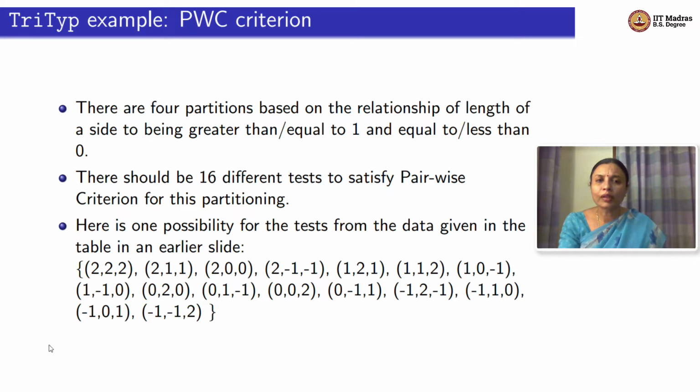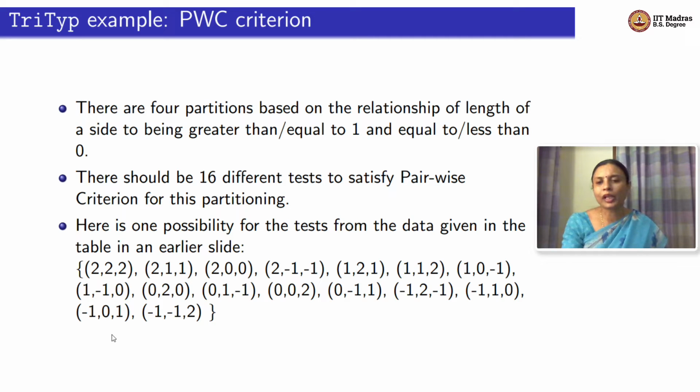So as we told you, there are 4 partitions for each of the sides: greater than 0, equal to 0, less than 0, equal to 0, equal to 1, greater than 1. So if I consider pairwise, there should be 16 different test cases to satisfy pairwise criteria for this method. Here is one such possibility. So this full set gives me 16 different test cases.